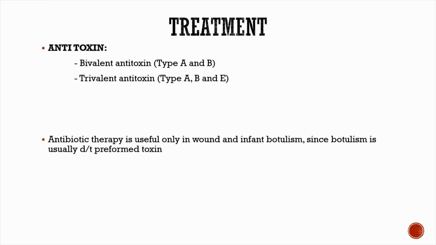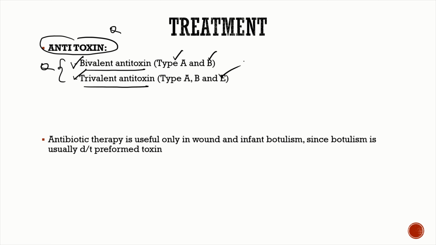So how are you going to treat botulism? So remember, antitoxin, very, very important. There are two types of antitoxin. Remember it for the exam. So bivalent antitoxin is going to have your most common toxins, that is type A and B, and trivalent antitoxin is going to have additionally type E. Okay, so remember, type A and B are the most common causes of botulism, whereas type E is responsible for seafood related botulism.